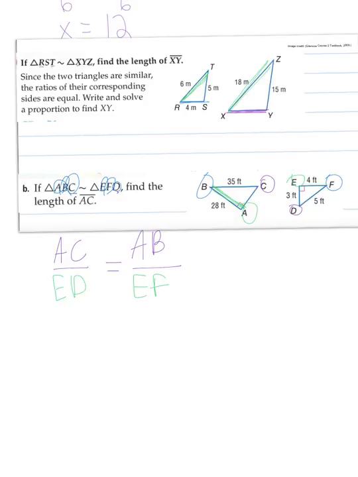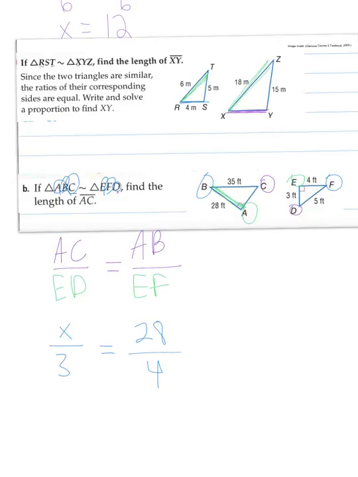Now let's fill in the numbers that we have. AC is what we're looking for, so that's our variable. ED is 3 feet. AB is 28 feet. And EF, I don't really need to include the feet part. Sorry, EF is 4 feet. Okay.